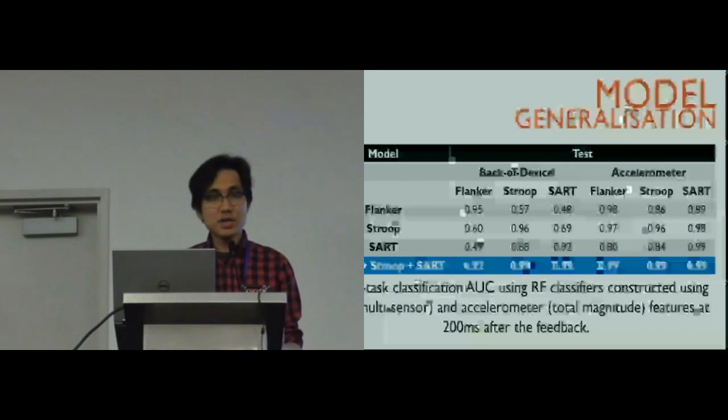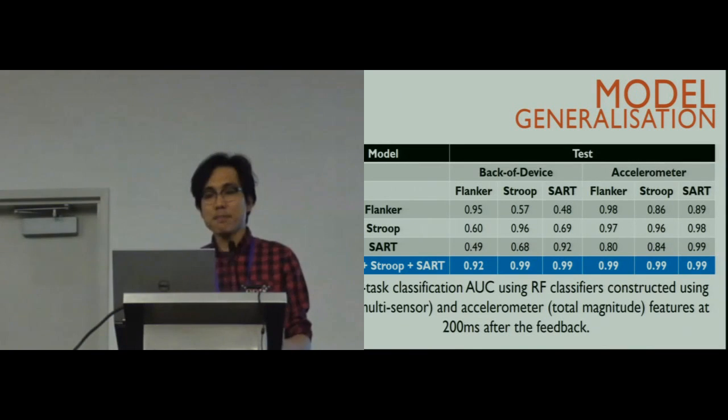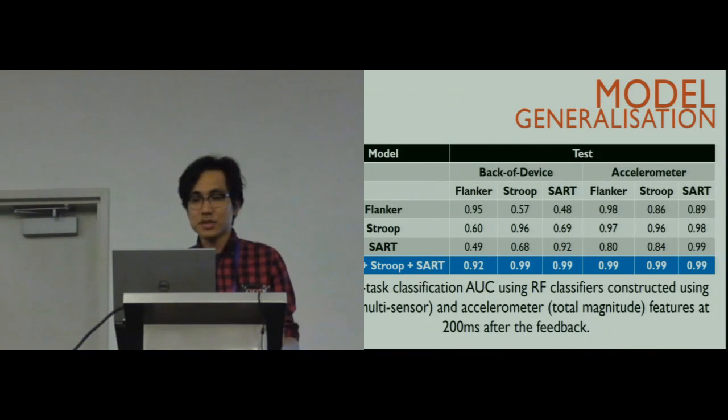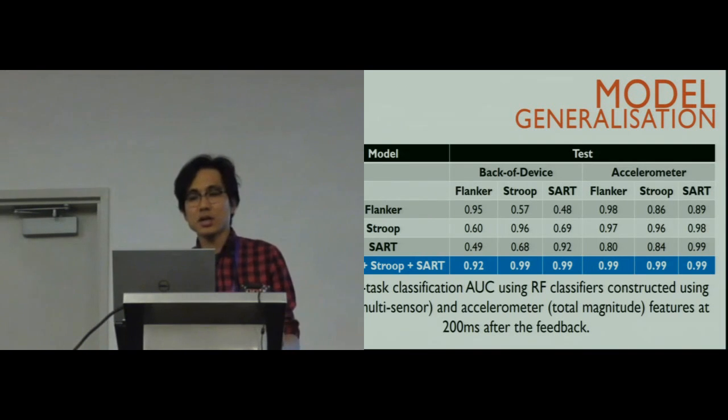And here is the average classification AUC of training on a specific model and testing it with mismatched tasks. So for instance, training on Flanker and testing on the SART, or training on the Stroop and testing on the SART as well. This is to show how well we can generalize this technique across tasks.